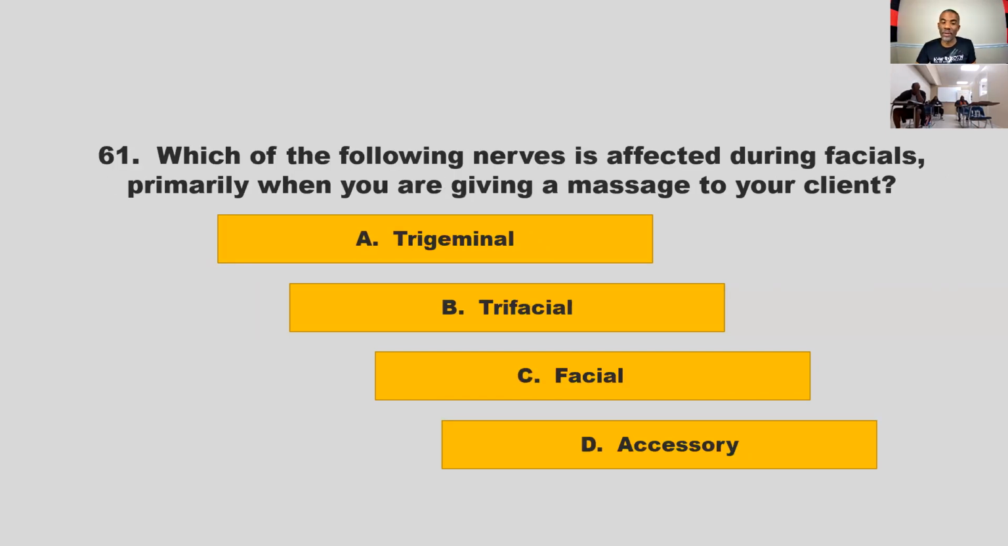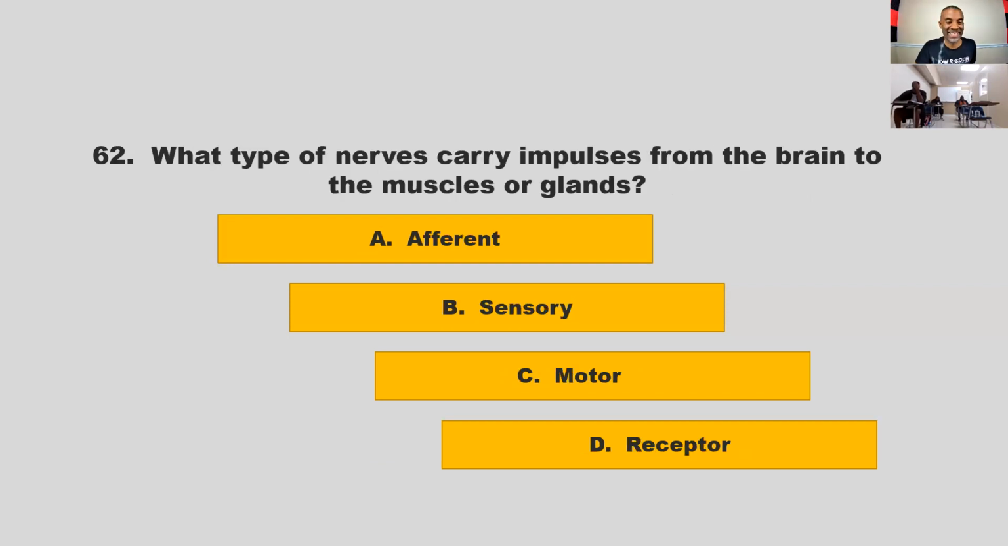Which of the following nerves is affected during facials, primarily when you are giving a massage to your client? C. No, I said, which of the following nerves is affected during facials? I think C is facial, isn't it? It's correct. Accessory. So what type of nerves carry impulses from the brain to the muscles or gland?